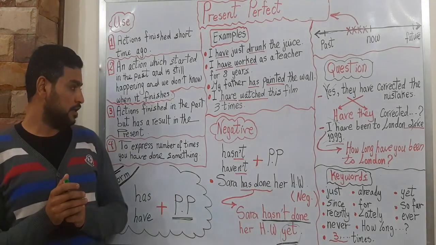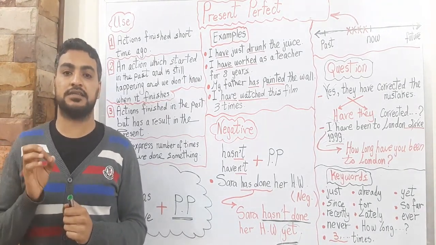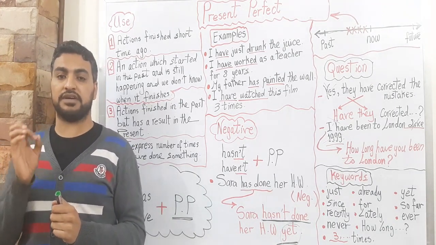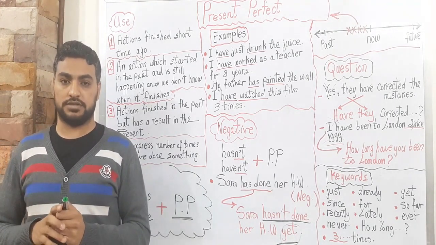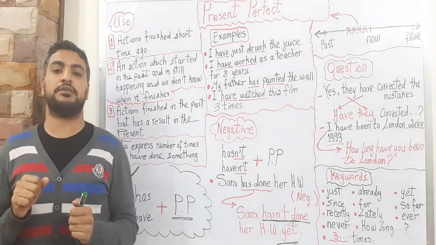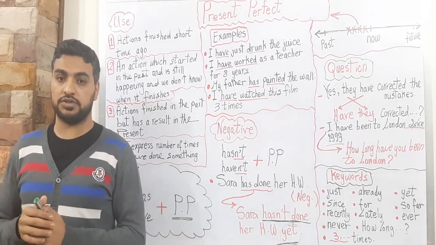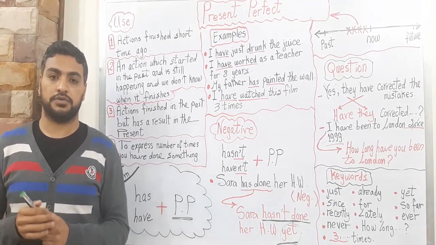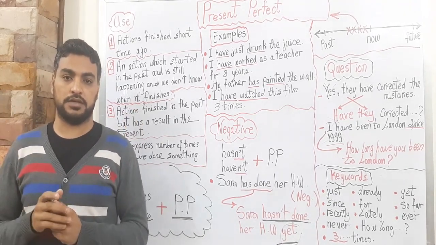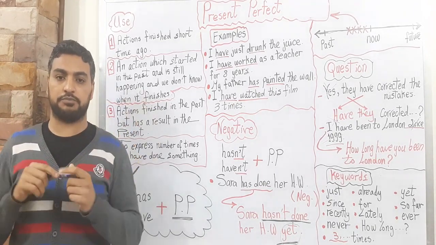Number three, actions finished in the past, but they have a result in the present. Number four, it talks about the number of times you have done something. So these are the uses of present perfect. There are four uses. Okay, so what about the form? What about the shape of the present perfect?